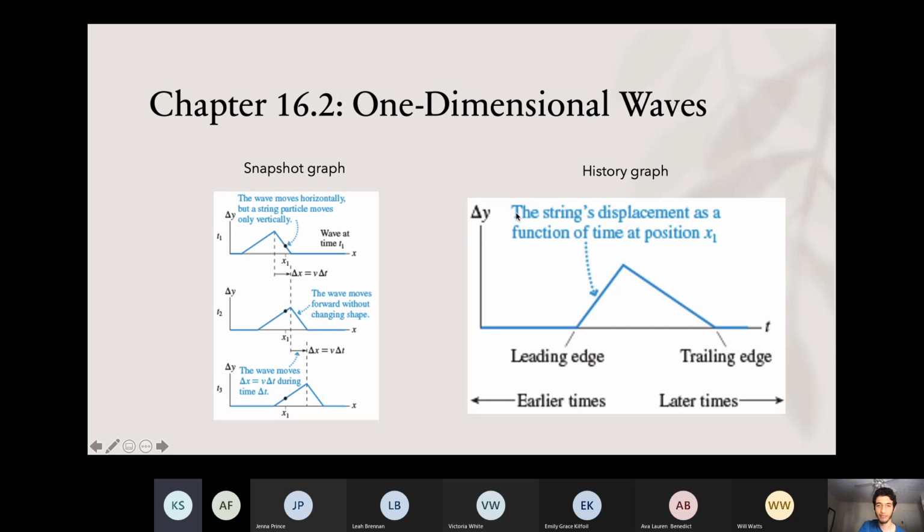For a history graph, you plot the same amplitude, but now against time. So at a specific point, you see how the wave moves over time. Let's say we took this point as a reference point, and we want to see how over time the wave will look.